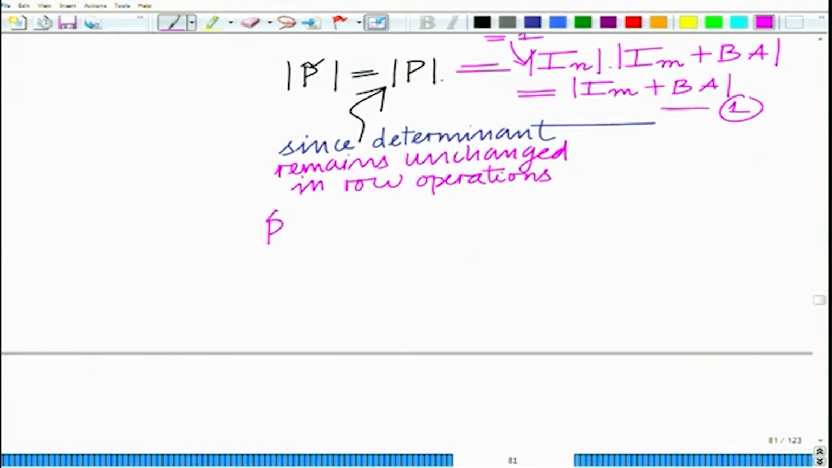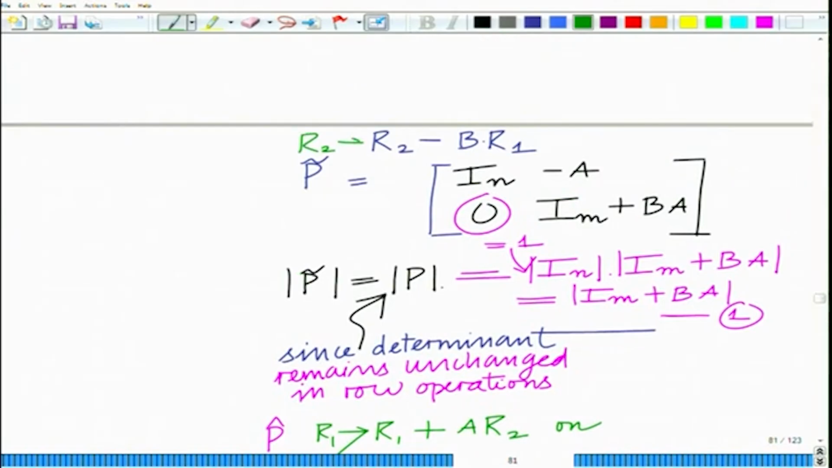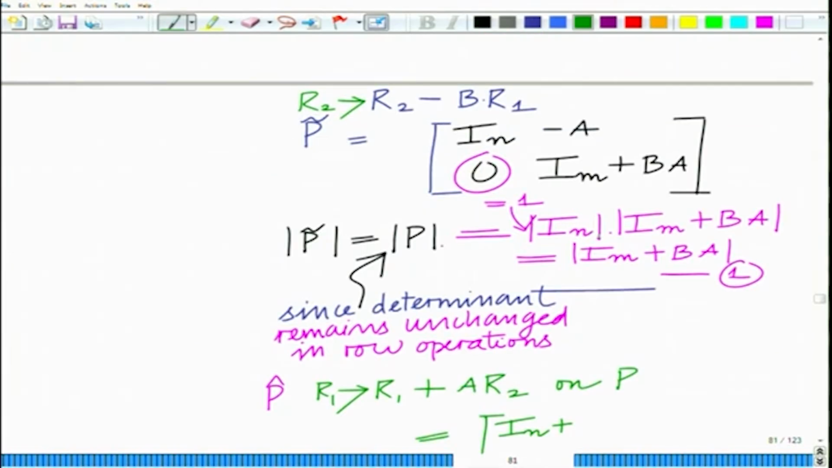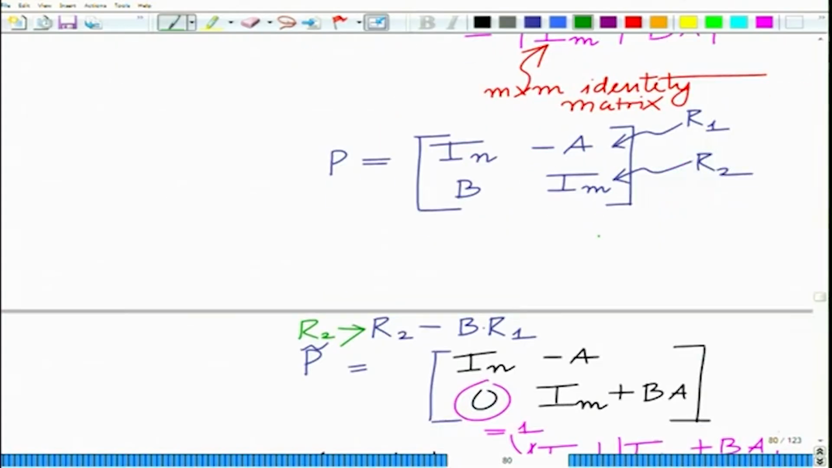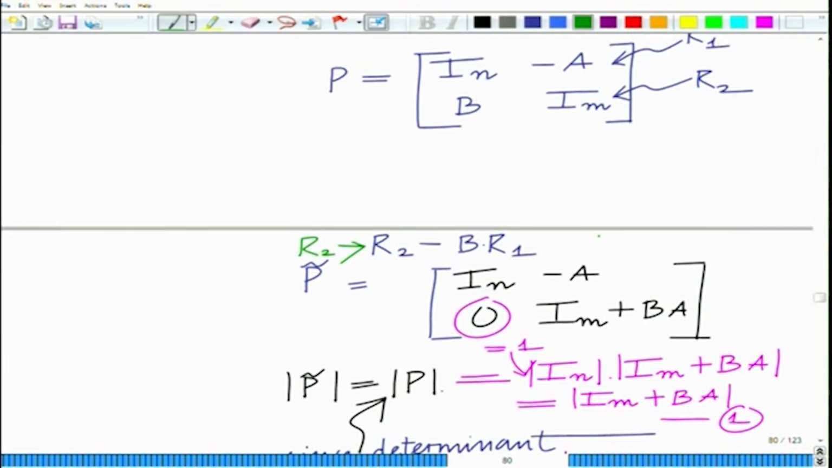Now, let us form the matrix P hat by performing R 1 goes to R 1 plus A times R 2, and R 2 goes to R 2 minus B times R 1 on P. This gives you the matrix, well, I n plus A times B, and in the other block, this is an n cross m matrix, B is m cross n.